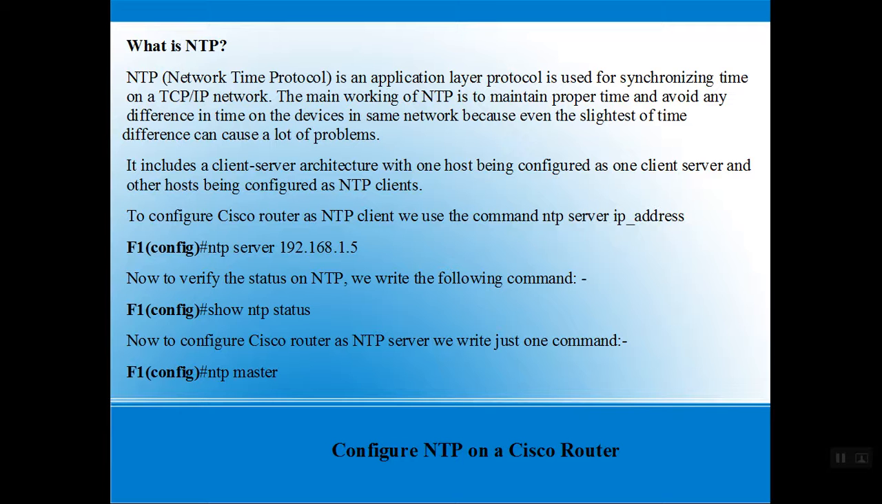Now here again we can see the hostname set as F1, then F1(config)# ntp server 192.168.1.5. Now to verify the status of NTP, we can write the command F1# show ntp status. Now to configure a Cisco router as an NTP server, we write just one command: F1(config)# ntp master.